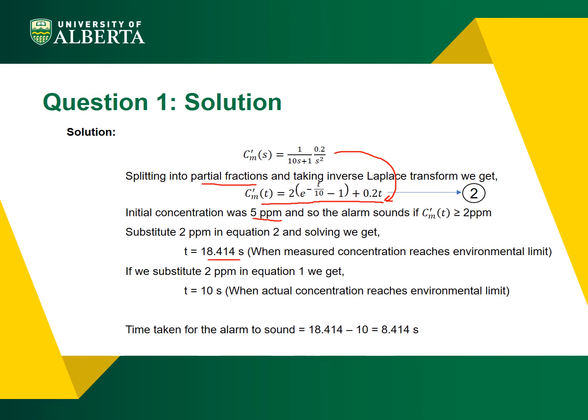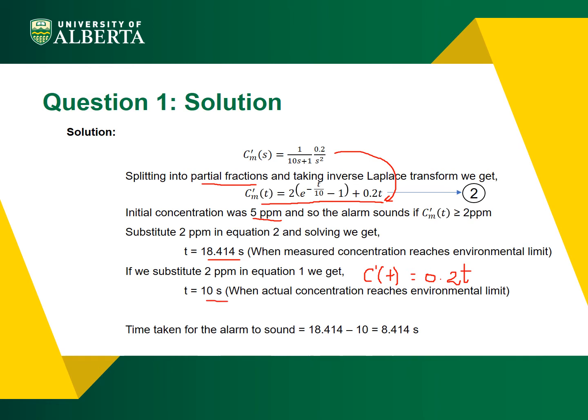So this is when the measured concentration Cm reaches the environmental limit. But to see when the original concentration reaches the environmental limit, we have to go to equation 1, which was C dash of T equal to 0.2 into T. If I substitute the same 2 ppm here, what I get is 2 by 0.2, which will be equal to 10 seconds.